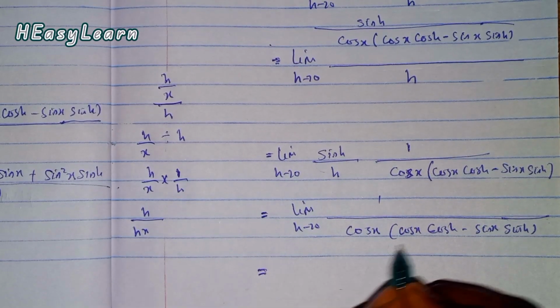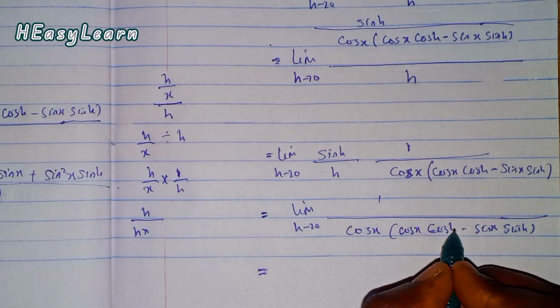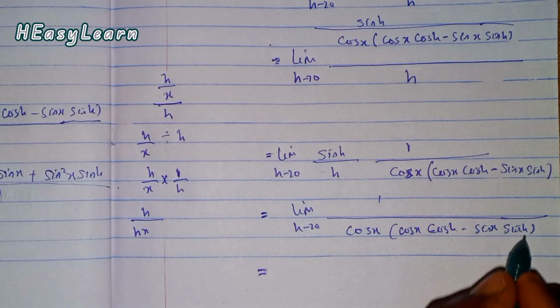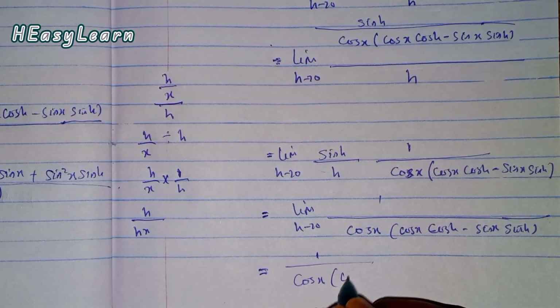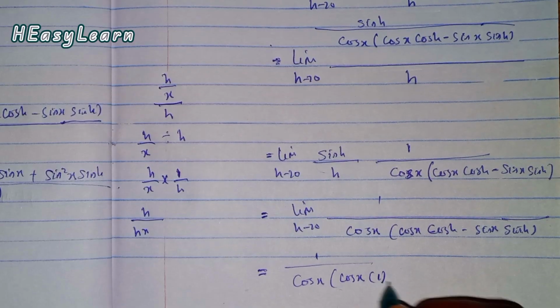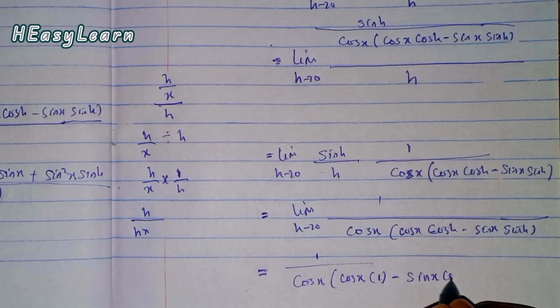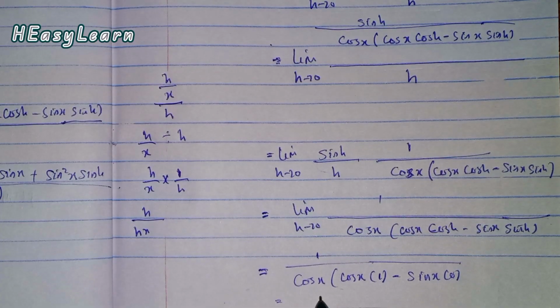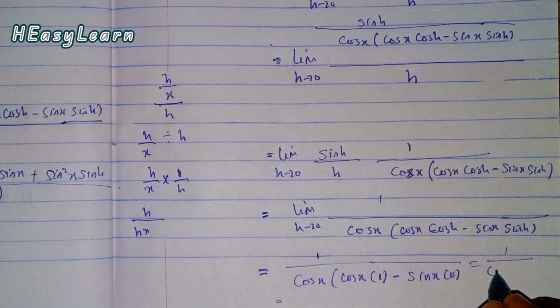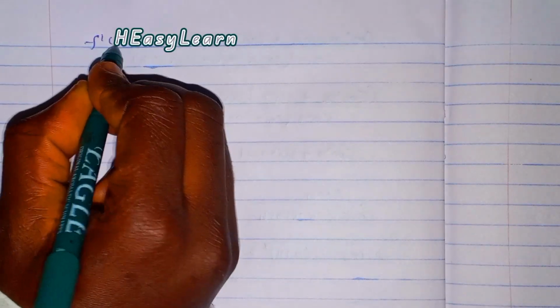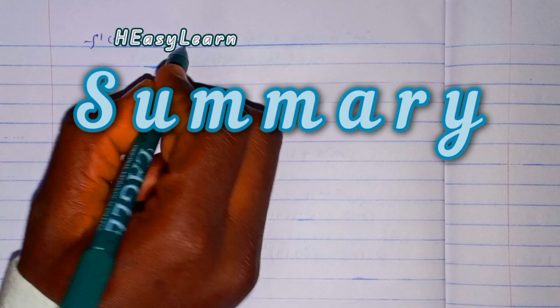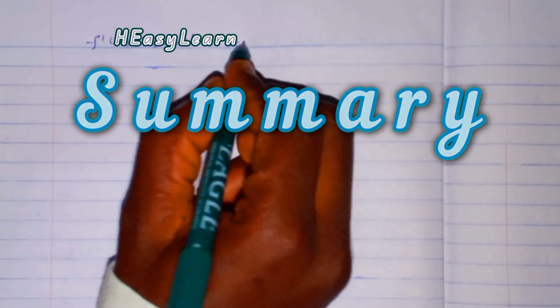Plug in any term with h, plug in 0. Cos 0 is 1, sin 0 is 0. So from here, 1 over cos x multiplied by 1 minus sin x multiplied by 0. This is equals to 1 over cos square x. 1 over cos x is equals to sec x. 1 over cos square x is going to be sec square x. So the derivative of the function tan x is equals to sec square x.